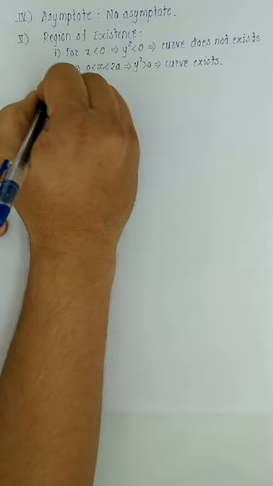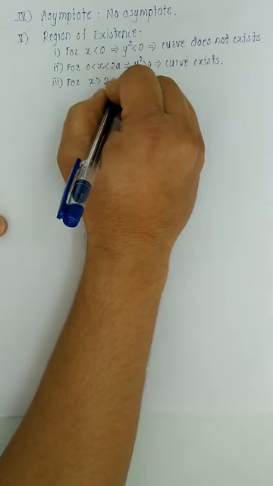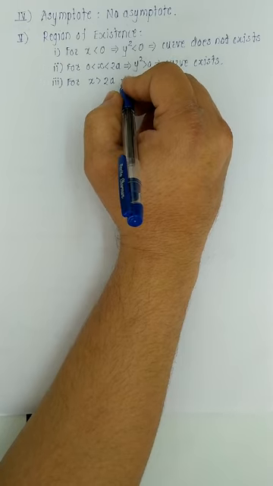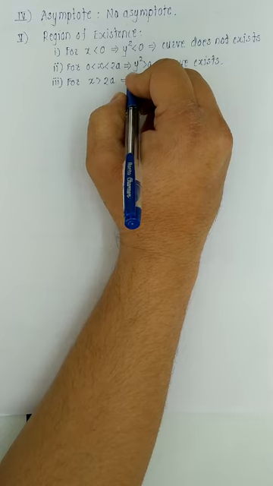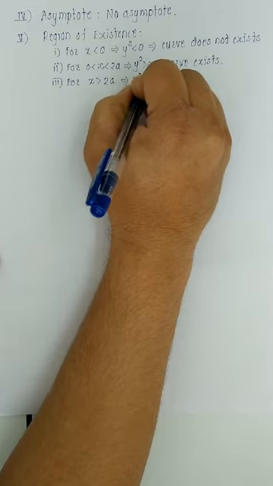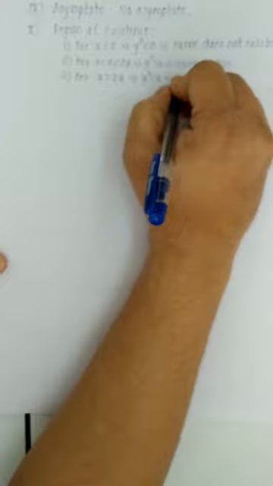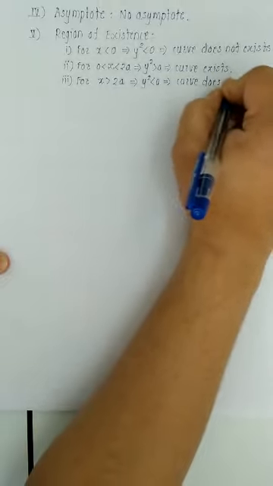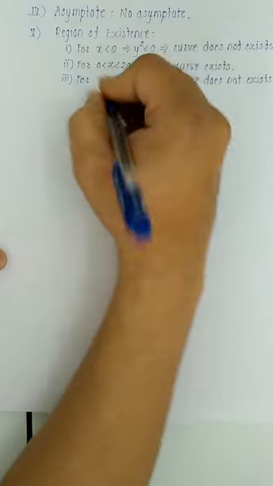And now third, for x greater than 2a. In the same way we can check, that means you can check for x values 3a, 4a, 5a, and so on, what will be the y square value? It is negative. So y square is less than 0 for x greater than 2a. So this implies curve does not exist in this region.